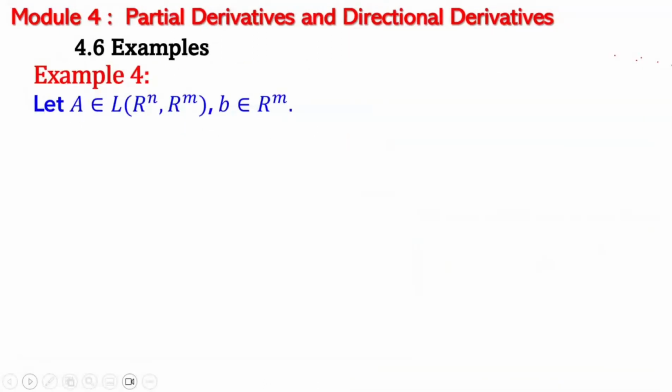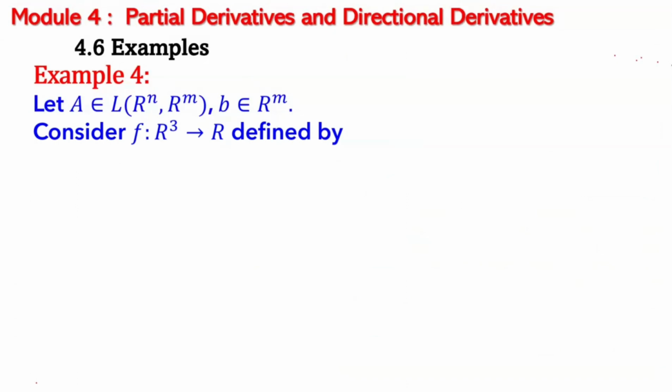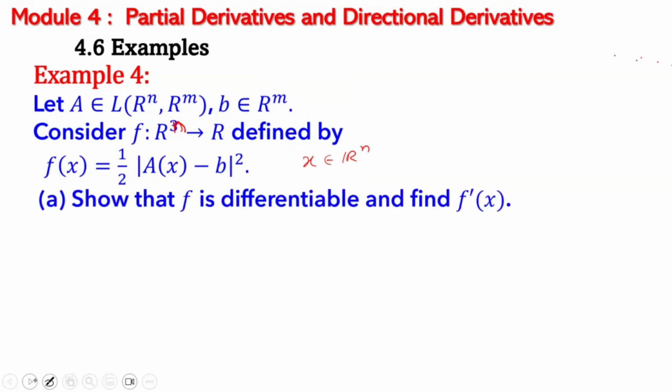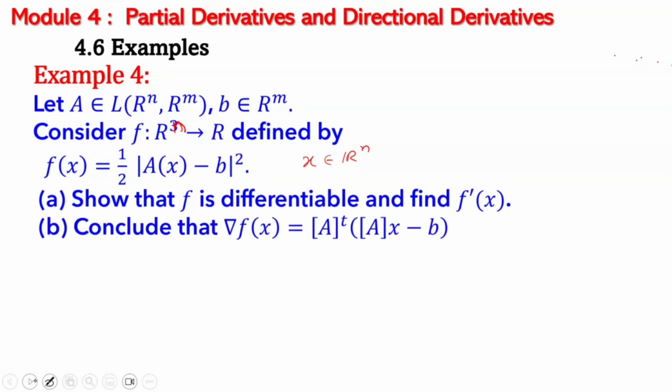Okay, now we have an interesting example here. In this example, we have a linear transformation, or linear function A from Rn to Rm, and b is a vector in Rm, and we consider a function f from Rn to R defined by f(x) = 1/2 ||Ax - b||², where x belongs to Rn. Now we have to show that f is differentiable and we have to find f'(x).